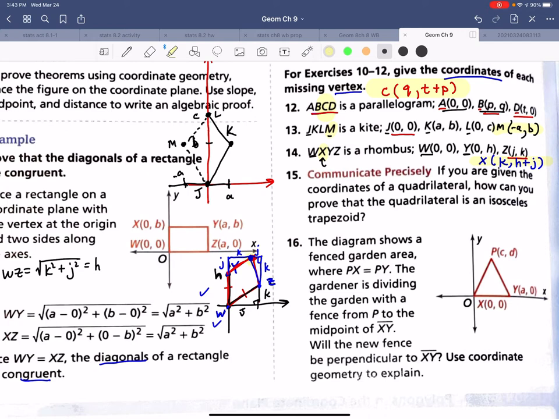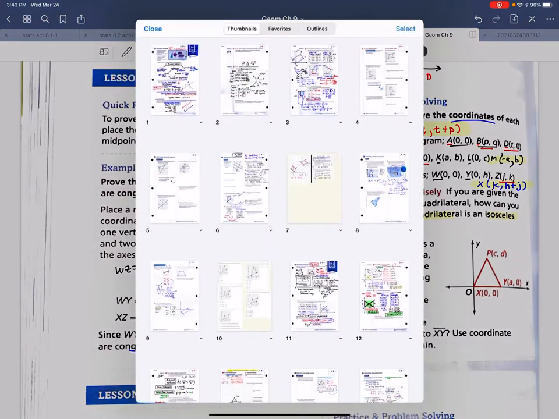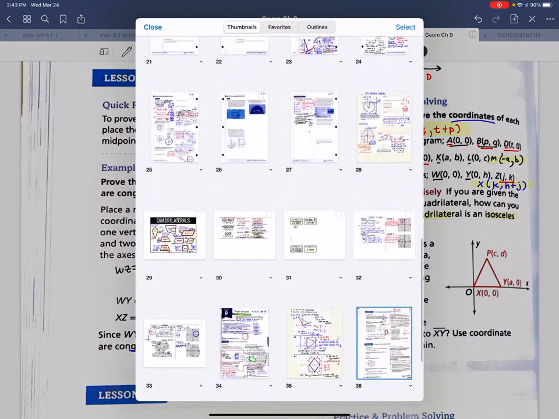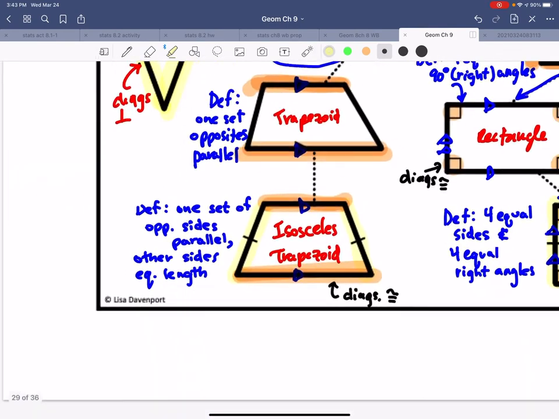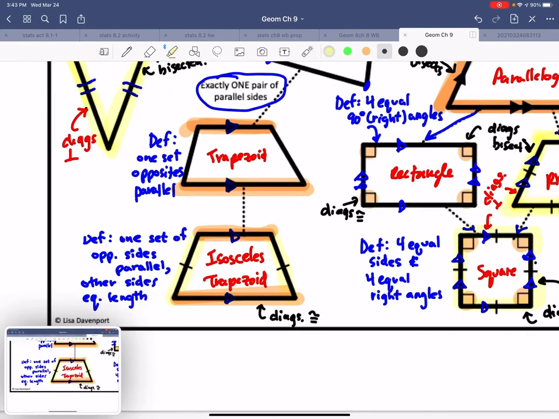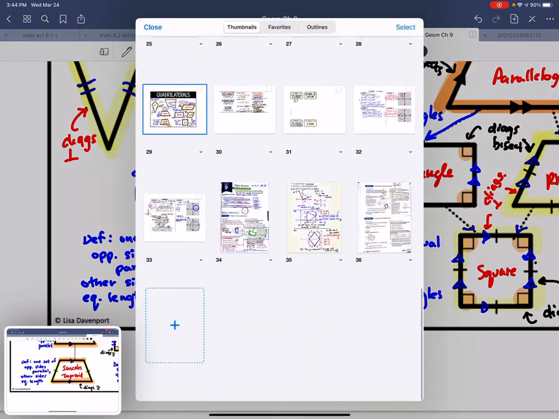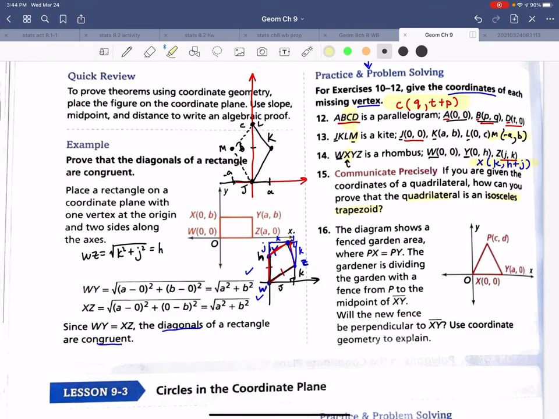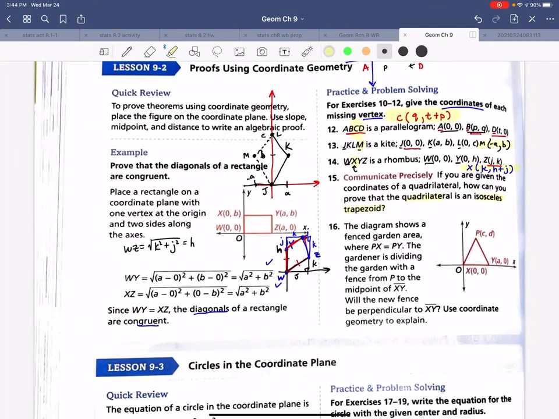15. If you're given the coordinates of a quadrilateral, how can you prove the quadrilateral is an isosceles trapezoid? So in our notes today, we wrote that down, right? So kind of just using our notes here. All right, for number 15, so you can write that on another piece of paper somewhere here on your sheet, number 15. How do we prove it? Well, if... Let's see what our notes said.